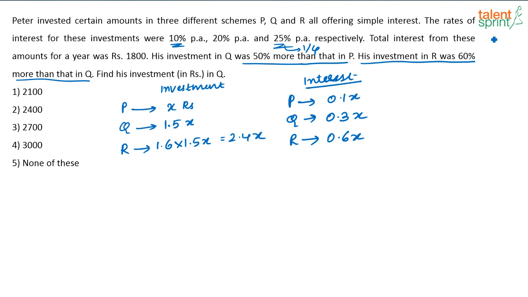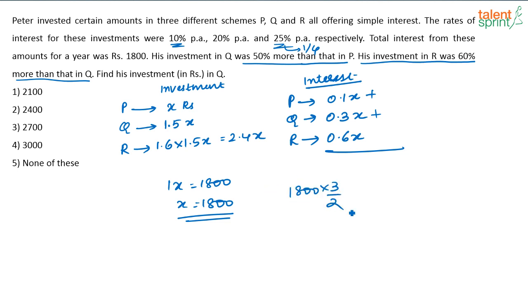Now it is given that the total interest from these amounts for a year is rupees 1800, or if I add all these interests, the total comes to 1800, or I can say 0.1x plus 0.3x plus 0.6x. That is nothing but, if you add it all, you get 1x, correct, is equal to 1800, or x is equal to 1800. Now what is the question? Find his investment in Q. How much is he investing in Q? 1.5 of x. What is 1.5? 3 by 2, right? 1.5x or 1800 into 3 by 2, which is nothing but 2700. So this is what he has invested in Q. So what will be the answer? Your answer will be option 3, 2700.